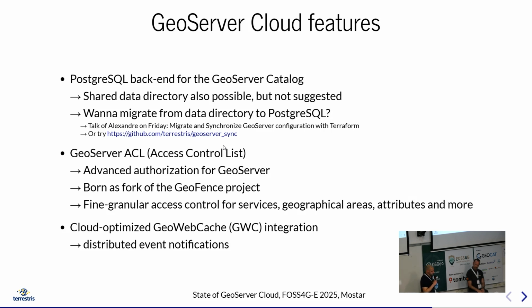Then you also have GeoServer ACL. ACL is Access Control List, which is an advanced authorization feature for GeoServer. Maybe some of you know the GeoFence extension for traditional GeoServer. This is just, let's say, a fork of the GeoFence project. And you can configure very fine granular on attribute level, on layer level, service level, which role of authenticated users should see which area, which data, which attributes, whatever. You can do a lot of things here.